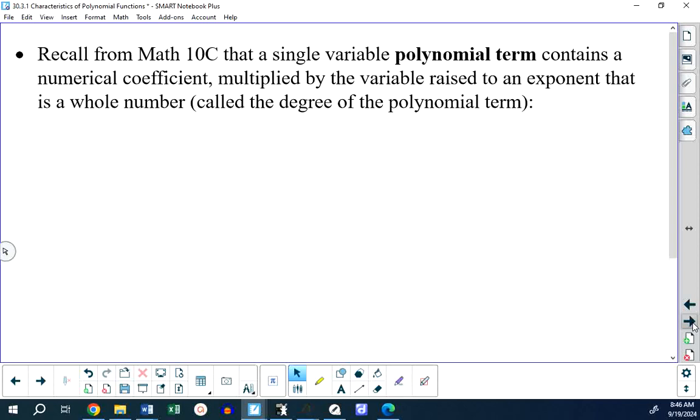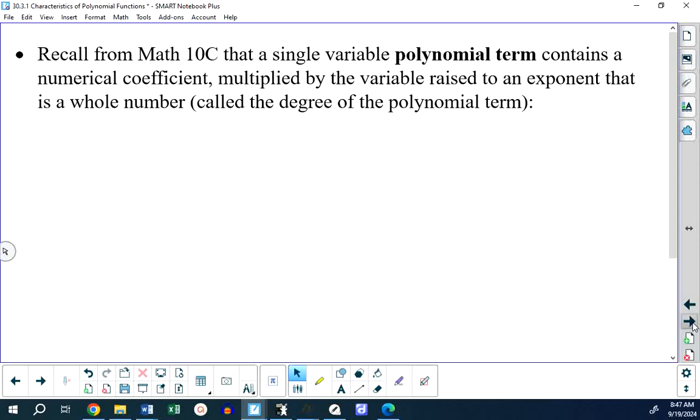But in terms of polynomial functions, I'm going to say a single variable polynomial term, which means every polynomial we look at will have one variable, x or b or whatever the case is. A single variable polynomial term, rather, contains a numerical coefficient multiplied by the variable raised to an exponent, and this is key, the exponent has to be a whole number.